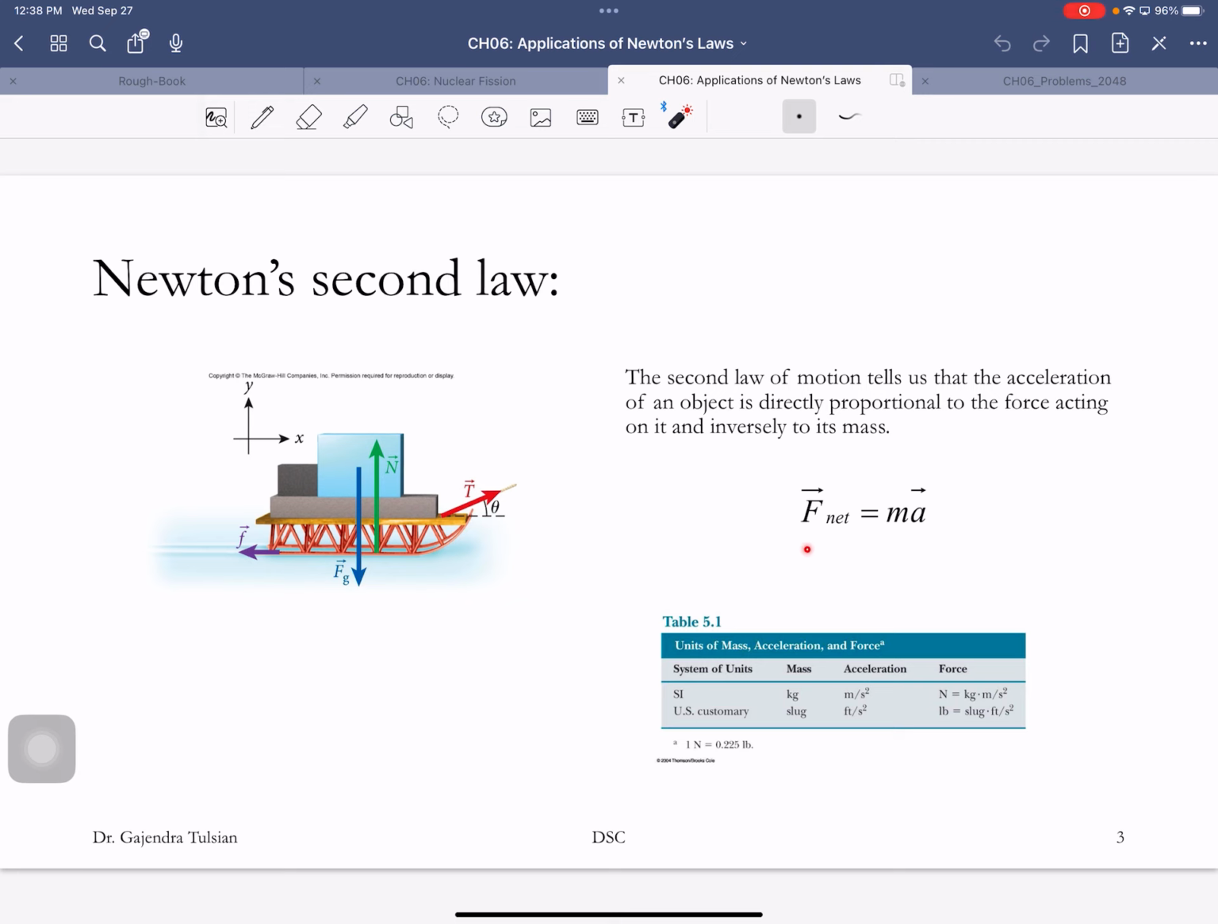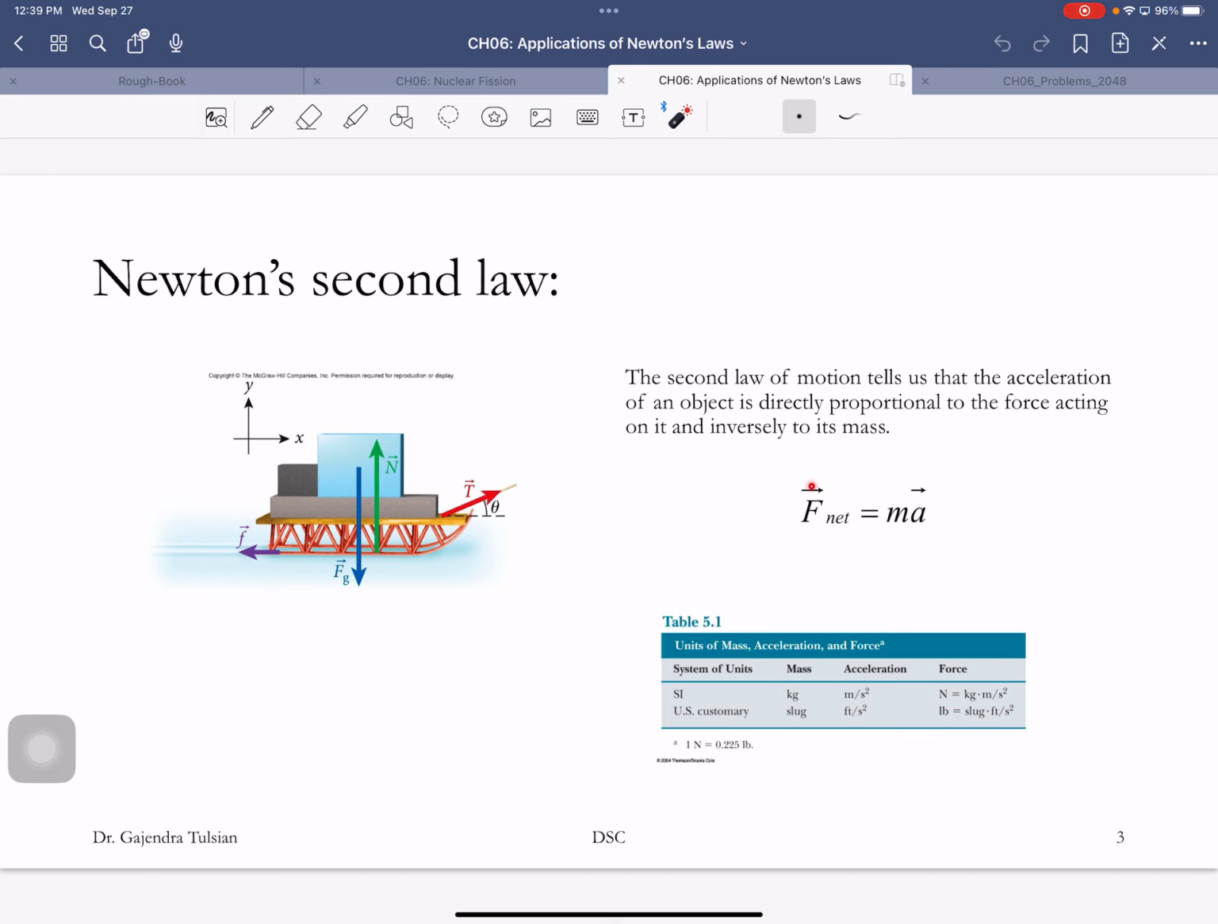Here's Newton's second law. What it says is the net force acting on an object gives it an acceleration. Forces give objects an acceleration. And when an object is accelerating, what does that mean? Its velocity is changing. So that's what this law says.